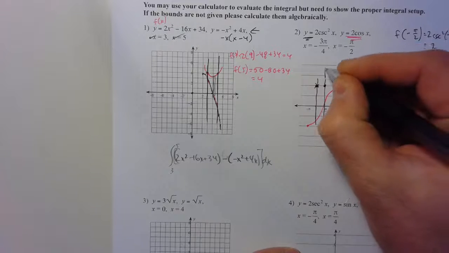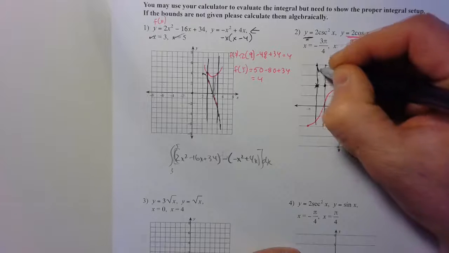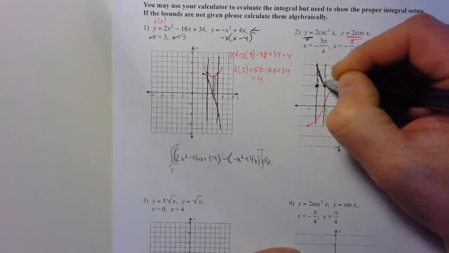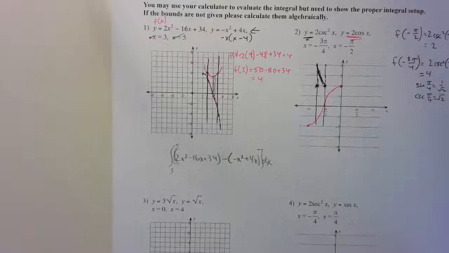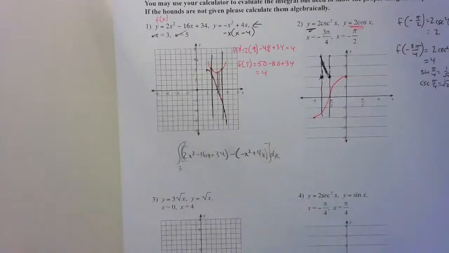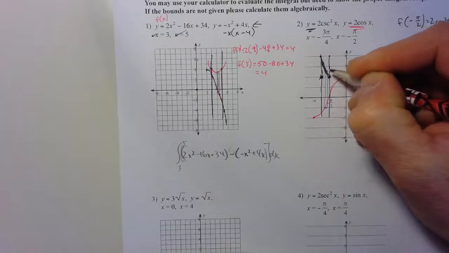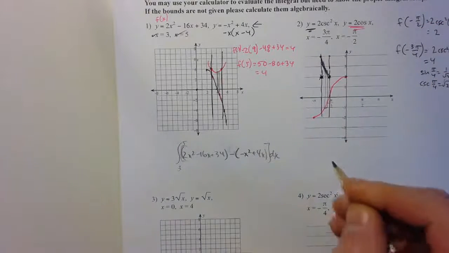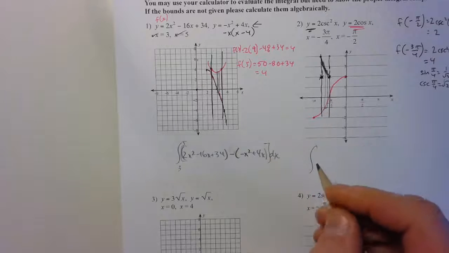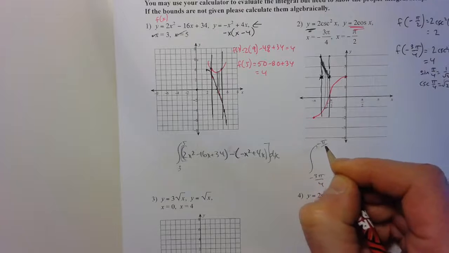So I can see my graph is going to go up here. There's where my graph's going to be, something like this, not really caring too much about how the curve is. I just need to know which one's the top function, which one's the bottom. If I make a rectangle to find the area of this, my rectangle is going to look like this, with the top being the black function, the pink being the bottom one. I'm integrating from negative 3 pi over 4 to negative pi over 2.